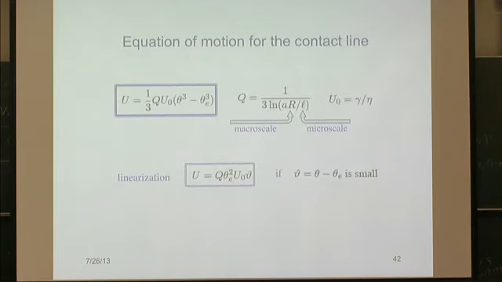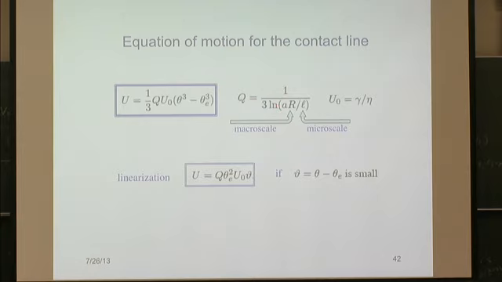Now, if we want to make this problem dynamic, we can use this equation. This is basically the Cox-Voinov equation, where velocity is equal to the difference between the cube of the current contact angle and the cube of the equilibrium contact angle, and this is the factor. The proportionality factor is what we computed.